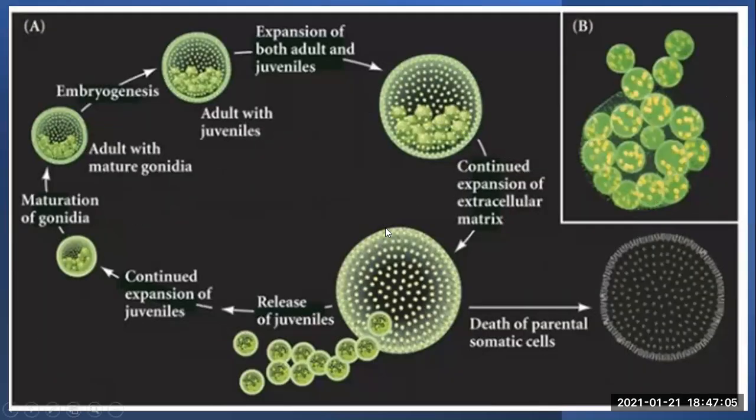See in this diagram the expansion of both adults and juveniles and continued expansion of the extracellular matrix and release of young ones. Then again, after maturation, some adult mature gonidia are formed and the mature Volvox colony is formed. We see this easily in this diagram.